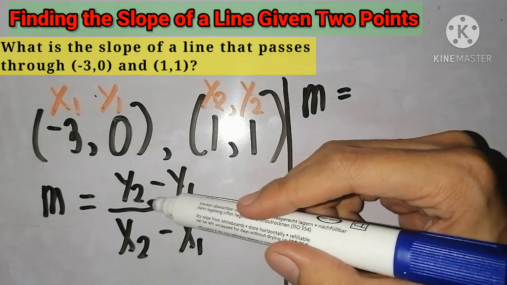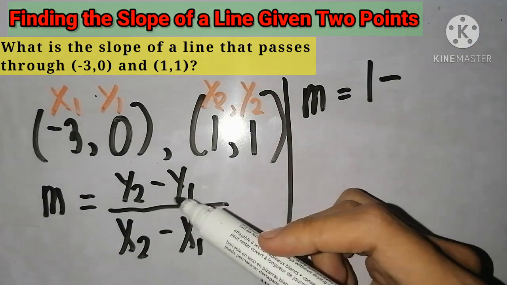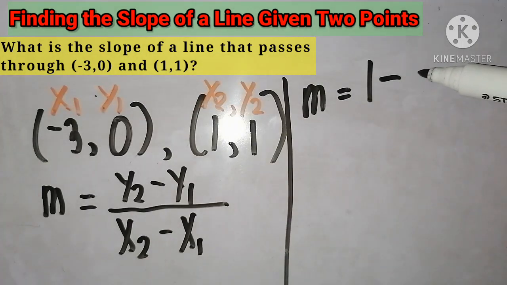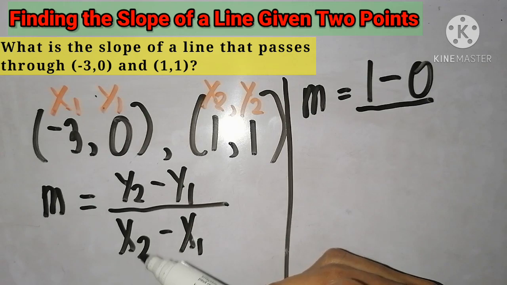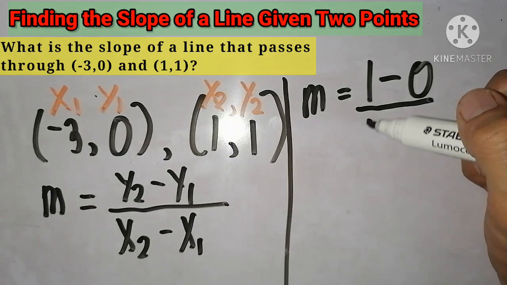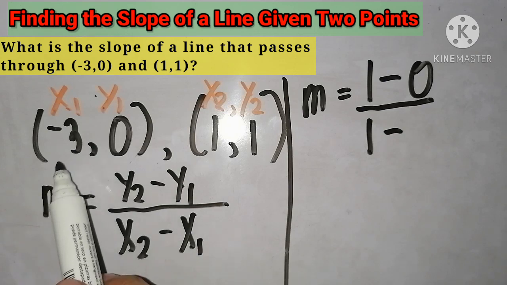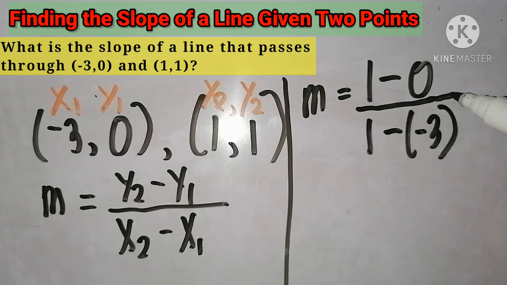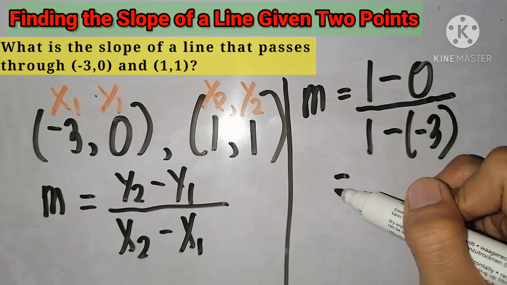So for the value of y sub 2, we have 1 minus the value of y sub 1, which is equivalent to 0. So substitute y sub 1 by 0, over the value of x sub 2, which is equivalent to 1, minus the value of x sub 1, which is equivalent to negative 3. So you substitute x sub 1 by negative 3. You have to enclose that one so that you can distribute the negative value.